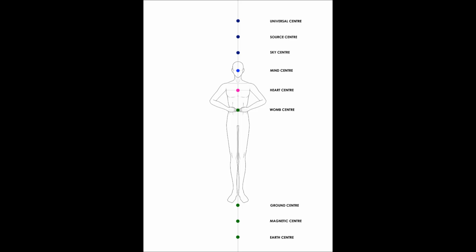The first point, just above the head, is known as the Sky Center. It is followed by a second point called Source Center. And lastly, there is a third point known as your Universal Center. You can visualize these 3 energy centers all sitting above the body with a distance of roughly a forearm's length between them.